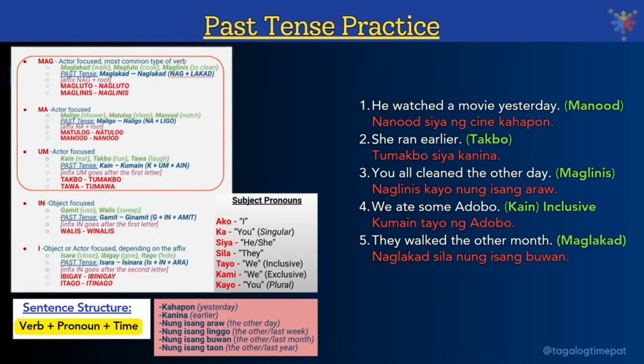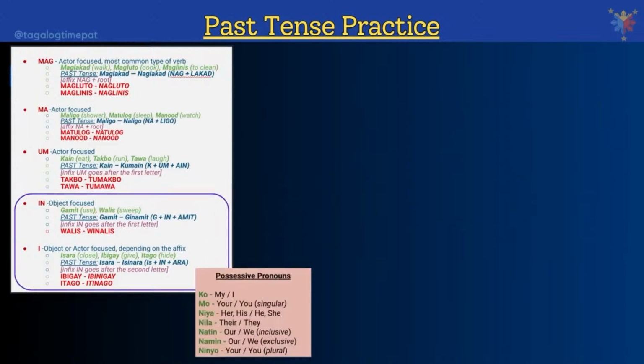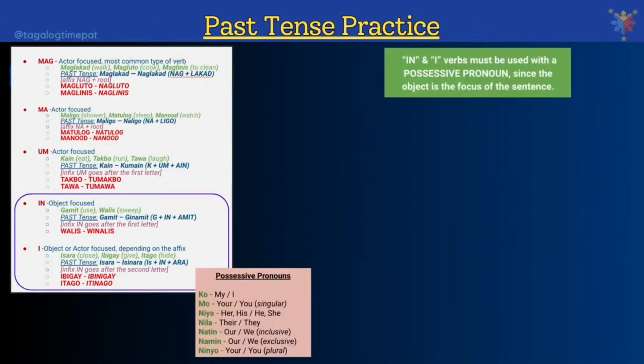Now, if you noticed, all of these examples are asking about mag, ma, and verbs, because they are actor focused, we can use subject pronouns. But if you wanted to use an in or e verb, you actually have to use a possessive pronoun. Remember, for an object-focused verb, the subject here is an object, so we have to use a possessive pronoun because it's almost like the person possesses that object that is in focus.